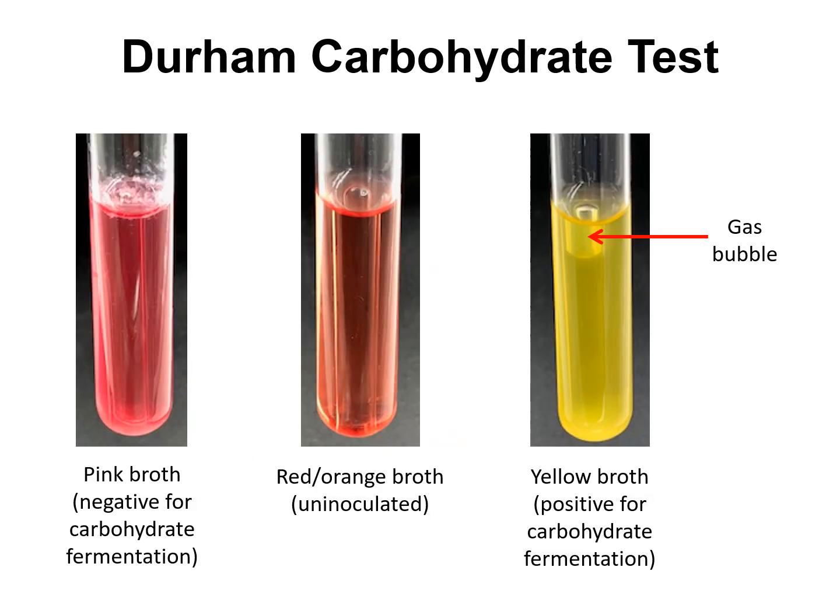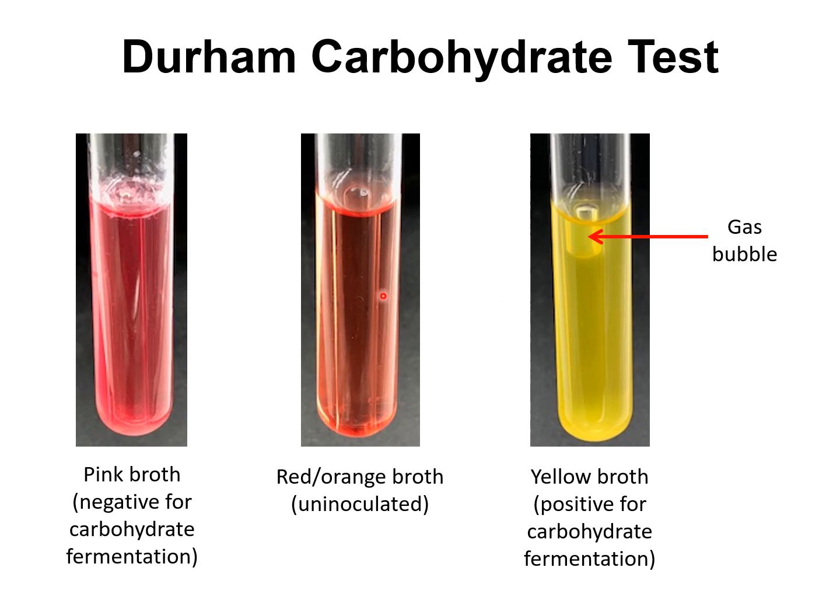So these are, again, some images to help you out. We start off right here. This is the red-orange broth. This is the uninoculated one, the one that doesn't have any bacteria growing in it, right? And then let's say that we use our loop and we inoculate this broth with some bacteria. And then you incubate it for about 48 hours. And then let's say that you get this result over here, okay?